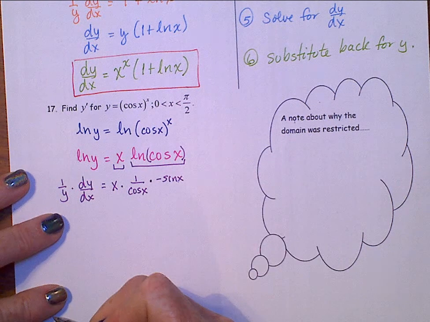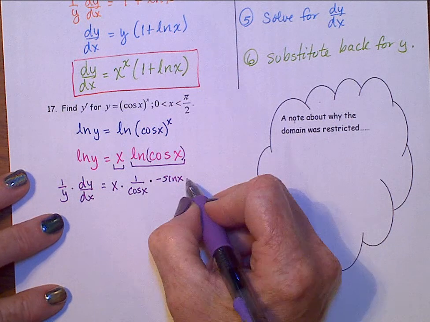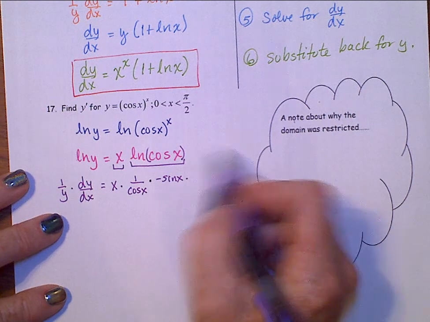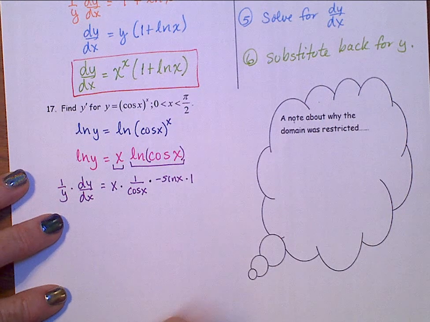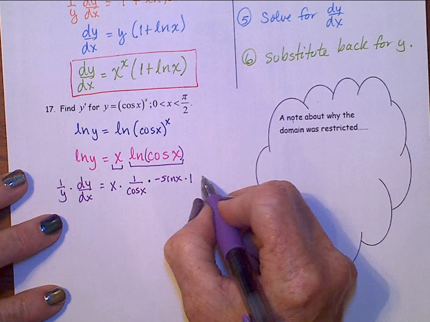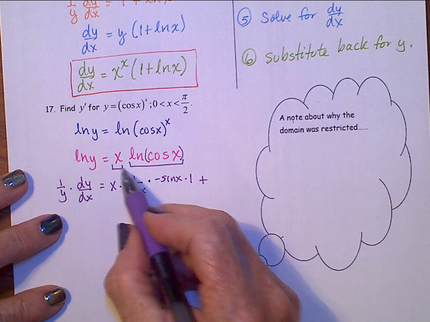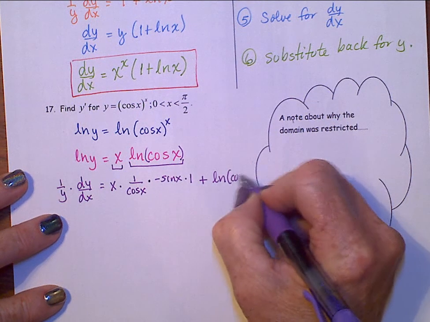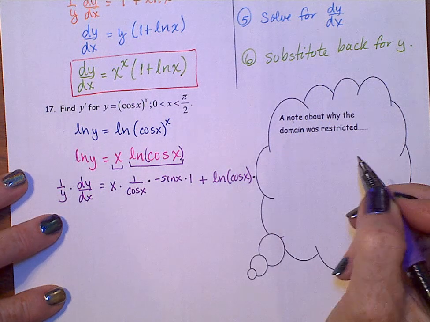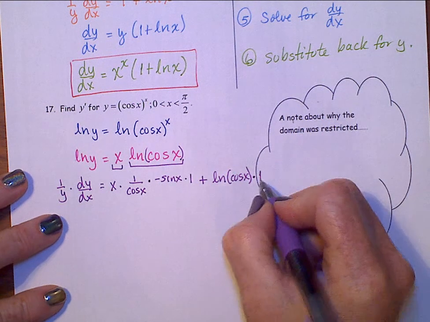which is negative sine x, times, you want to go one step further, times the derivative of the inside of the cosine, that's 1, plus, right, that was first times derivative of the second, plus the second, ln cosine x times derivative of the first, which is 1.